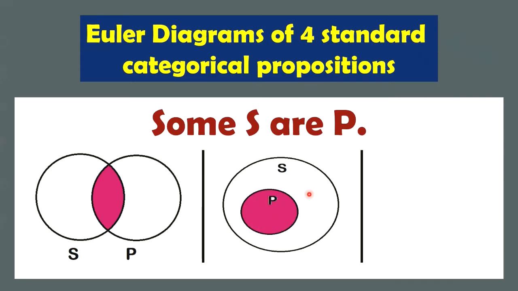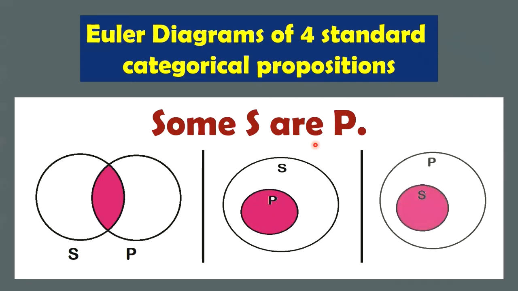Let me give you the third Euler diagram here. Actually, etong Euler diagram na ito rin yung Euler diagram for all S are P. Diba? Because S is properly contained in set P. Basta totoo yung all S are P, okay? Totoo na rin yung some S are P. Okay?